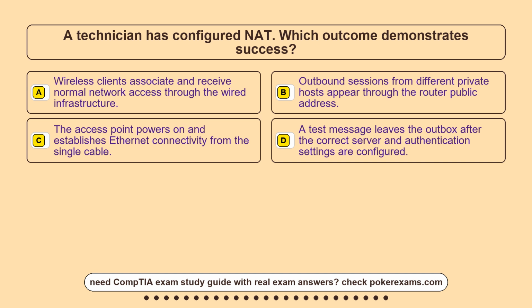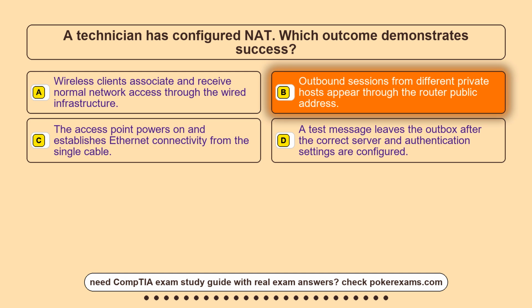Question 25. A technician has configured NAT. Which outcome demonstrates success? Option A. Wireless clients associate and receive normal network access through the wired infrastructure. Option B. Outbound sessions from different private hosts appear through the router public address. Option C. The access point powers on and establishes Ethernet connectivity from the single cable. Option D. A test message leaves the outbox after the correct server and authentication settings are configured.